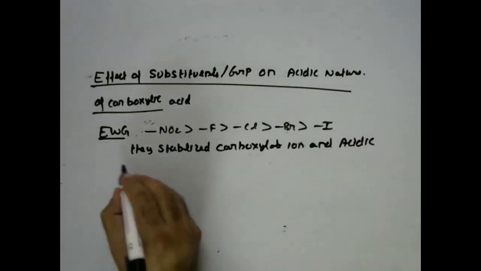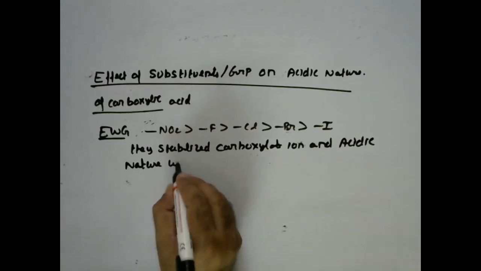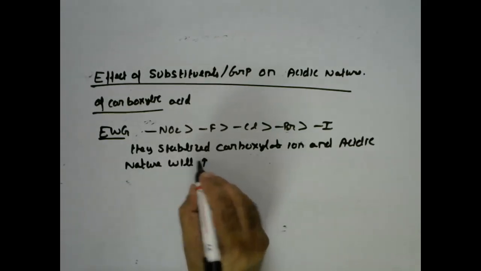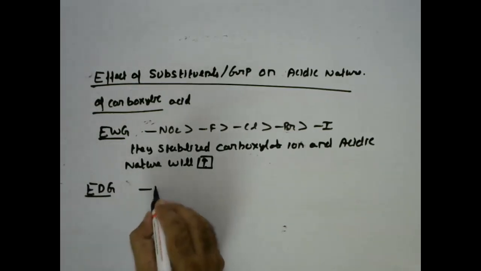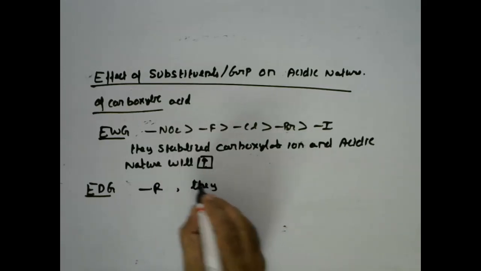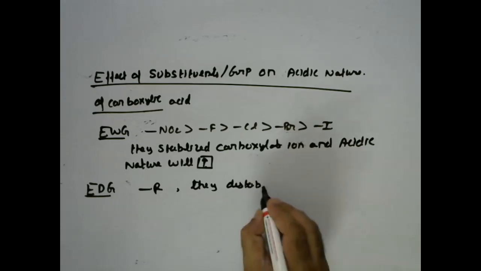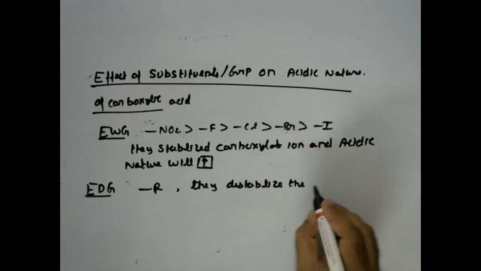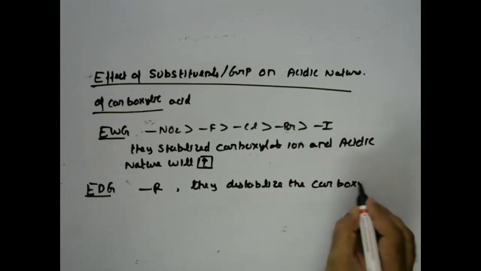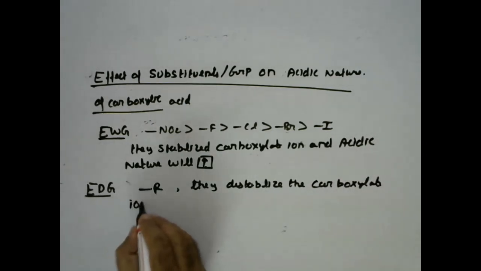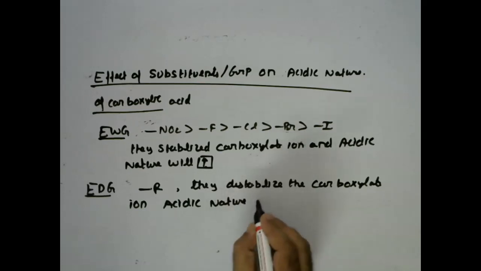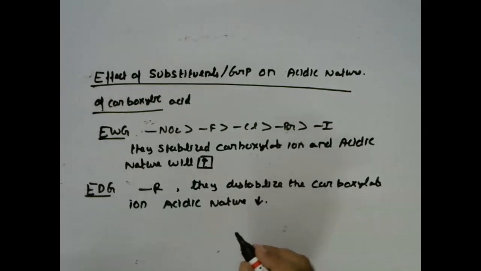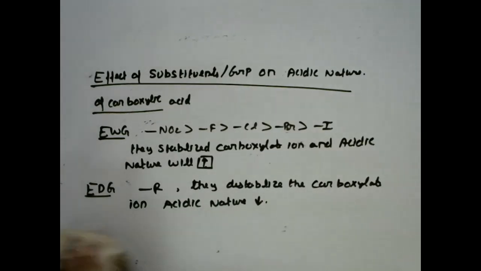Acidic nature will increase as they will disperse the negative charge of carboxylate ion and make it more stable. If you put electron donating groups like R group, they will destabilize the carboxylate ion, make it less stable, and as a result acidic nature decreases. So let's see with an example how this substituent concept works. Withdrawing group increases and donating group decreases.